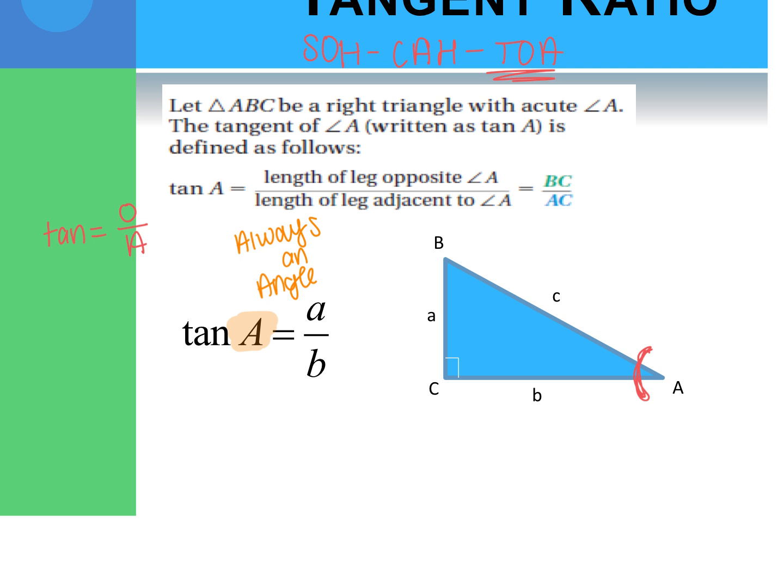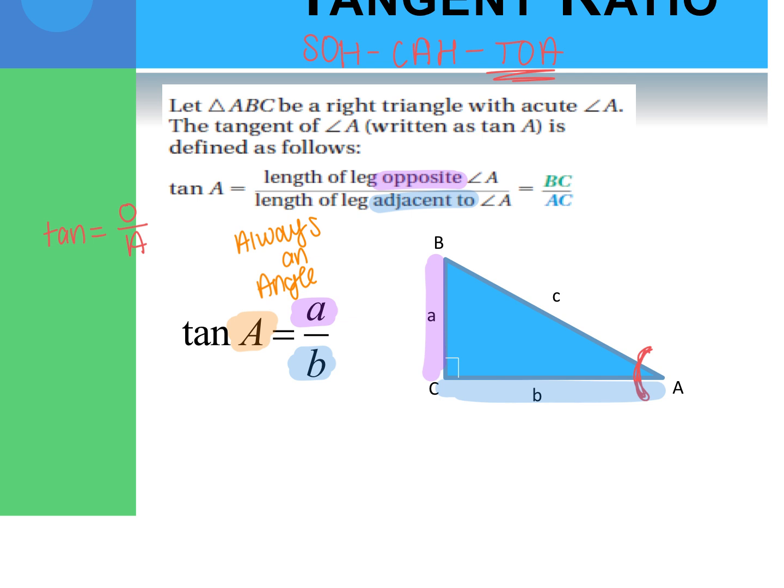Now looking at it, the rule for tangent is always going to be opposite over adjacent. So if I'm looking at angle A, what's my opposite side to angle A? It's going to be that lowercase a. This side is opposite. And then my adjacent side is my B.